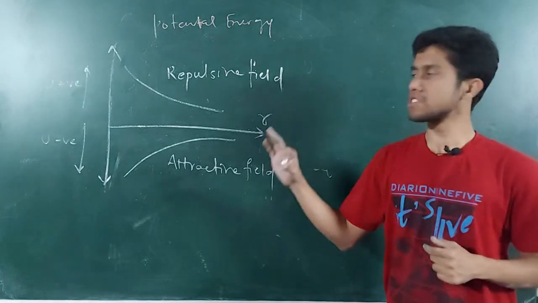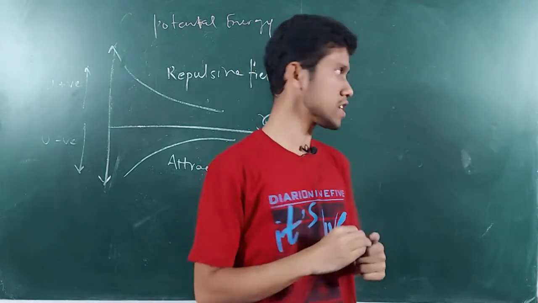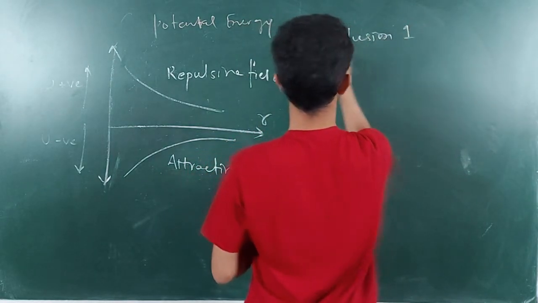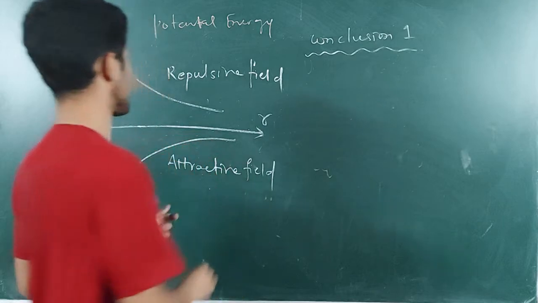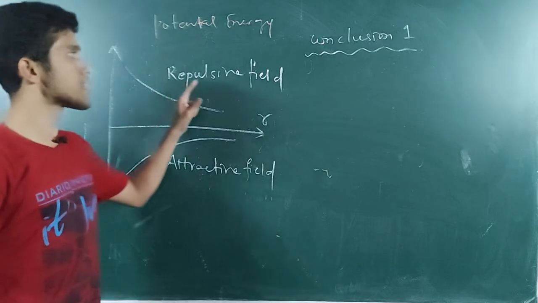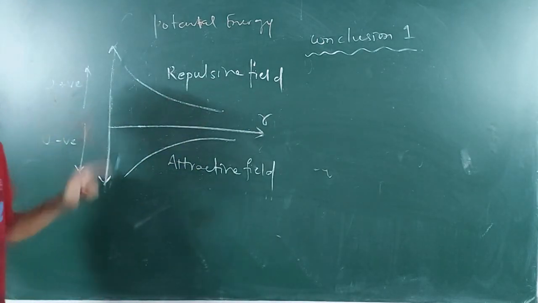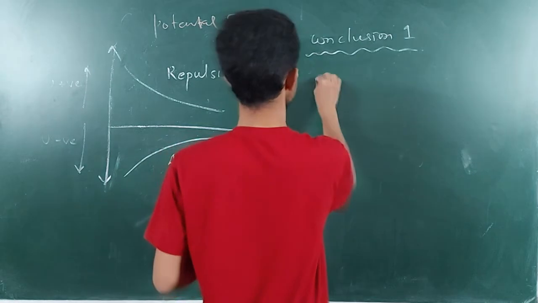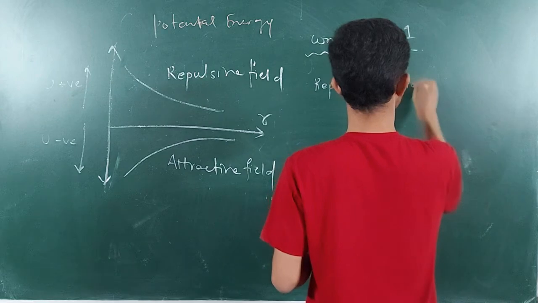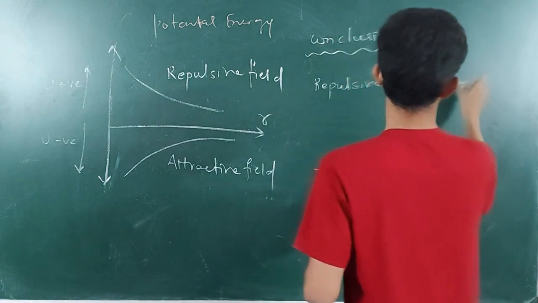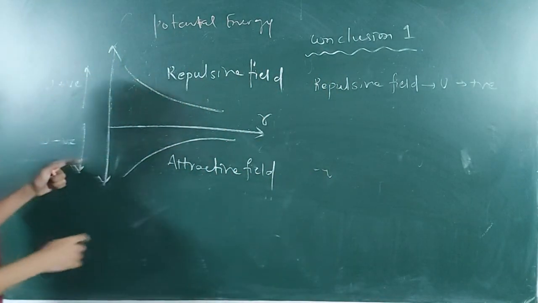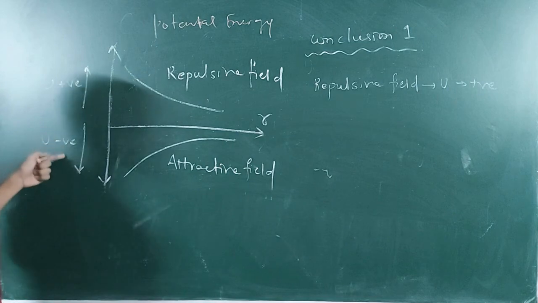So what conclusions can we draw upon this graph? Okay, so first is conclusion number 1. The first conclusion is that when there is a repulsive field, your U or potential energy is going to be positive. Now here you can see when there is an attractive field, the potential energy will be negative.